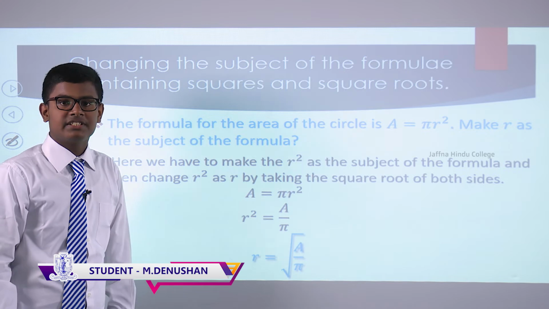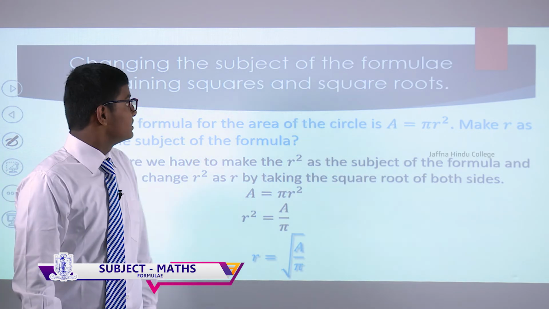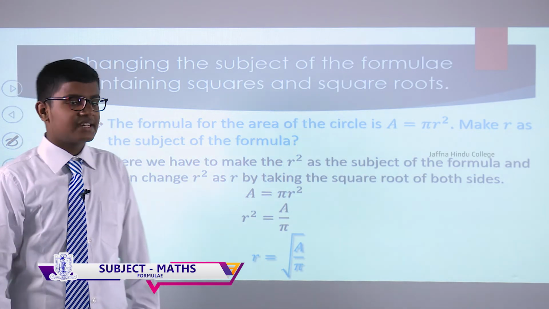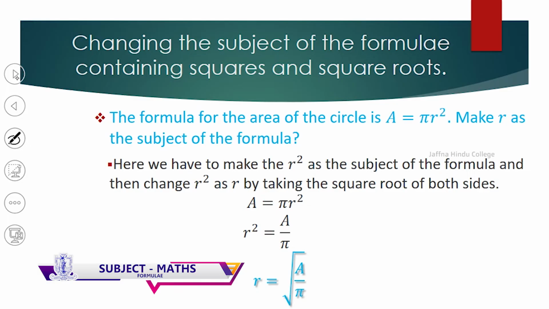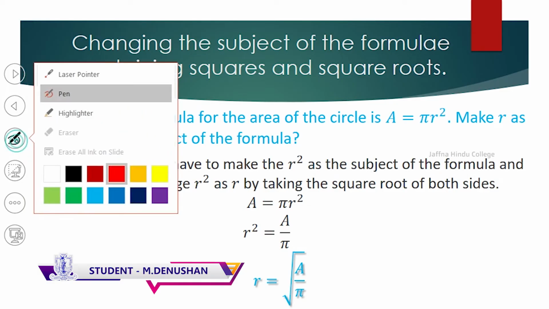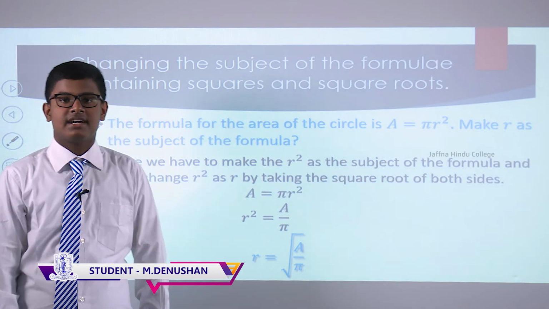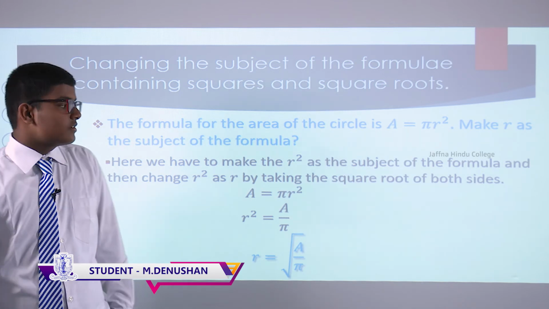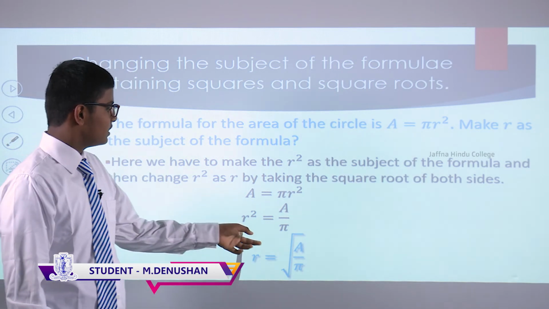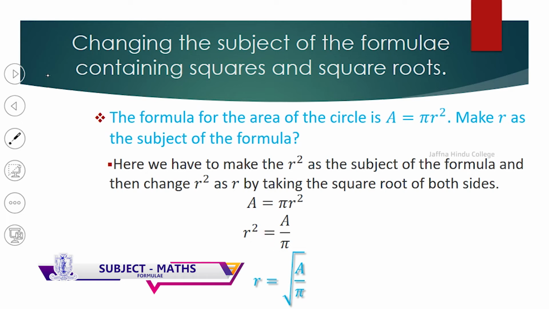This is a new thing which is included in the grade 11 syllabus: changing the subject of a formula containing squares and square roots. This is the worked example shown by me. Here we have to make r the subject, but first we have to make r squared the subject of the formula, and then change r squared to r by taking the square roots of both sides. Therefore A is equal to pi r squared, then r squared equals A over pi.